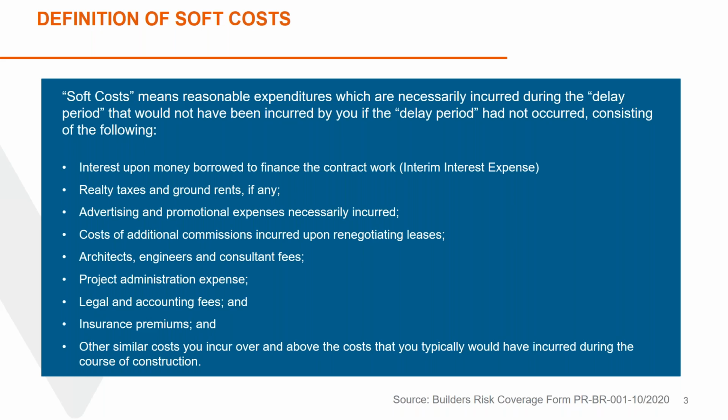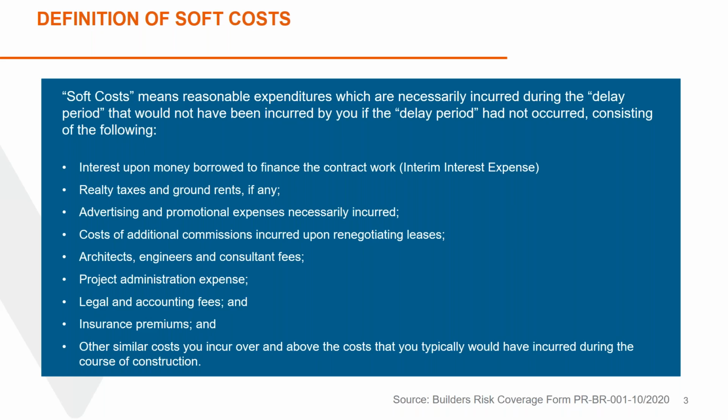So we have a delay period, and then we're going to say, what is a soft cost? So during the delay period, you're going to have certain reoccurring expenses. I like that word, reoccurring. They're going to occur again. And so you can see some of these: interest upon money borrowed, realty taxes, advertising fees, architect and engineer fees, administration expense, legal and accounting fees, insurance premiums.